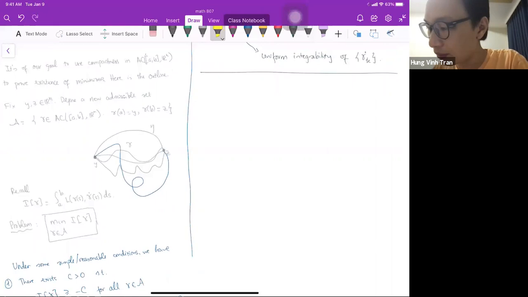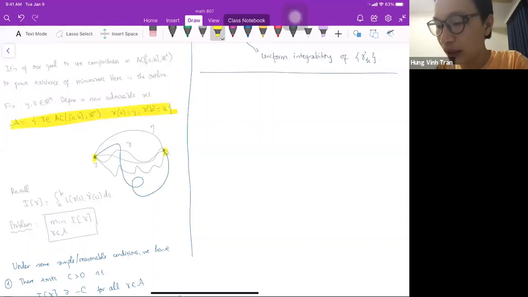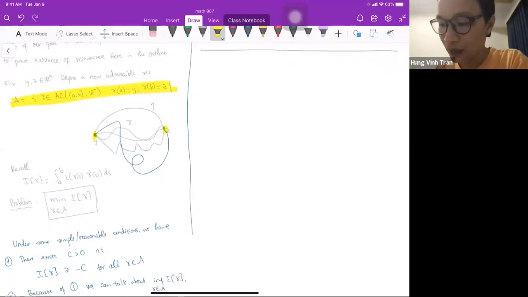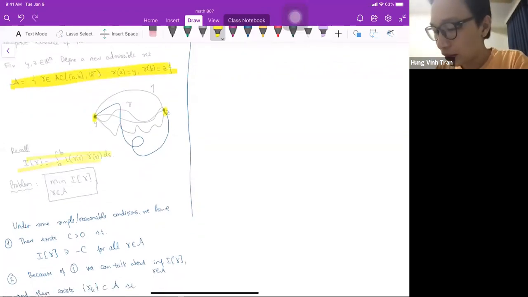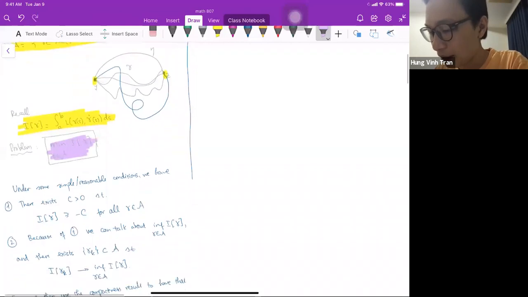We have admissible sets containing curves that are absolutely continuous with two fixed endpoints, y and z. Later on, we're going to deal with curves mapping from minus infinity to b, or from a to infinity, but that's for later. For now, we are considering a fixed length interval AB. And the action functional is this. Again, our goal is to minimize this action functional over all curves gamma in the admissible set.